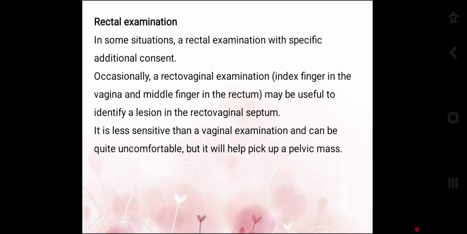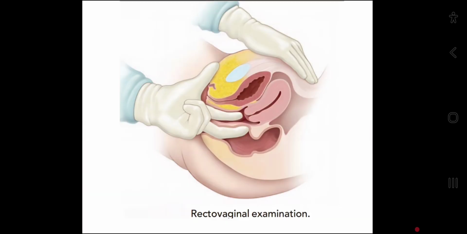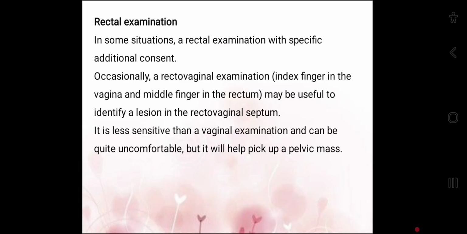Rectal examination is not a routine part of gynae examination, used in some situations with additional consent. Occasionally, rectovaginal examination may be useful to identify the rectovaginal septum. In this rectovaginal examination, the index finger is in the vagina and the middle finger in the rectum, to palpate for the rectovaginal septum, which can be involved in endometriosis, in fistula, and so on. It's less sensitive than vaginal examination and uncomfortable, but might be necessary in some cases.